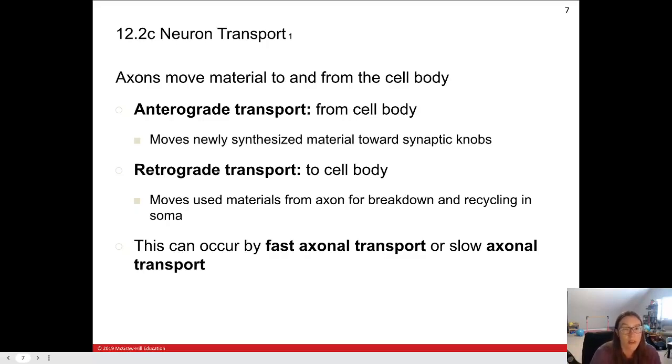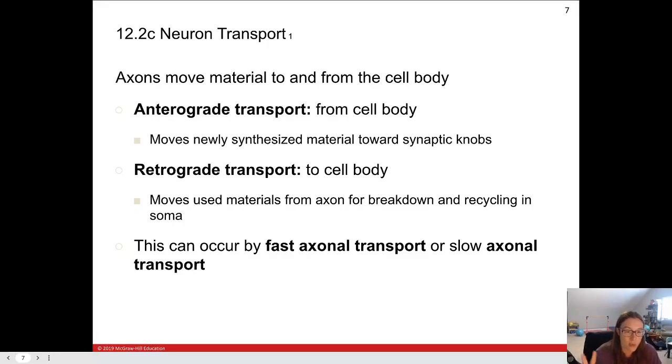We call something anterograde transport if it moves from the cell body towards the synaptic knob. That's kind of like the right direction. Whereas retrograde transport is when we have things like waste products and used materials going from the synaptic knob back to the cell body. And that's kind of like it's moving backwards. So retrograde transport goes back to the cell body.